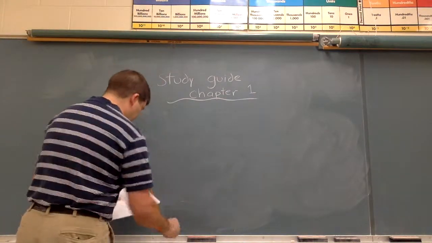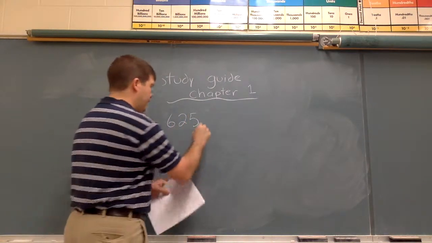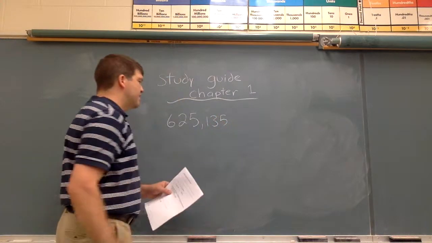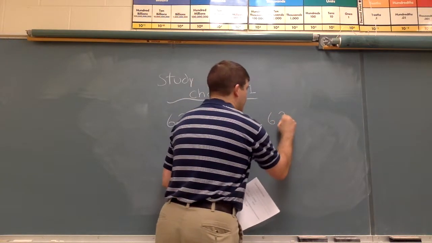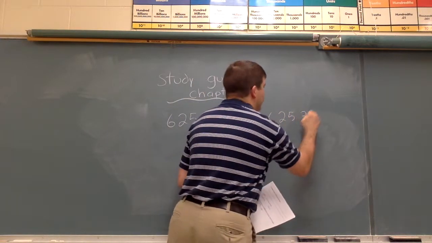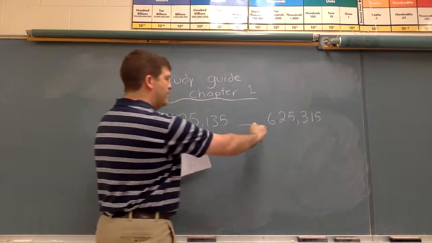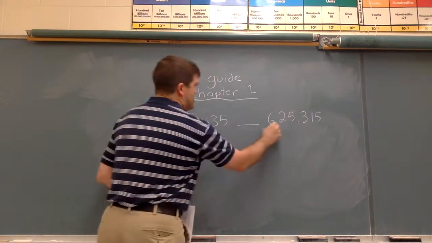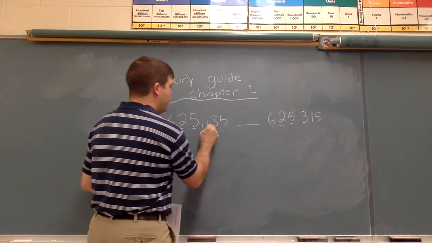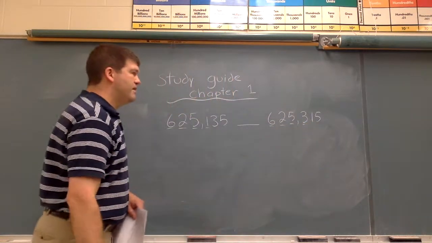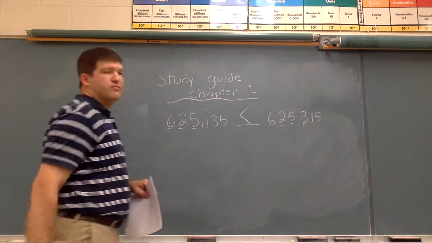Number 7, we want to compare numbers. 625,000, and then over here I have 625,315. I can look at that and I can go place value to place value starting on the ends. 6 is the same, 2 is the same, 5 is the same, 1, 3. That one's different. Over here, 300, 100. And I know that 300 is bigger.